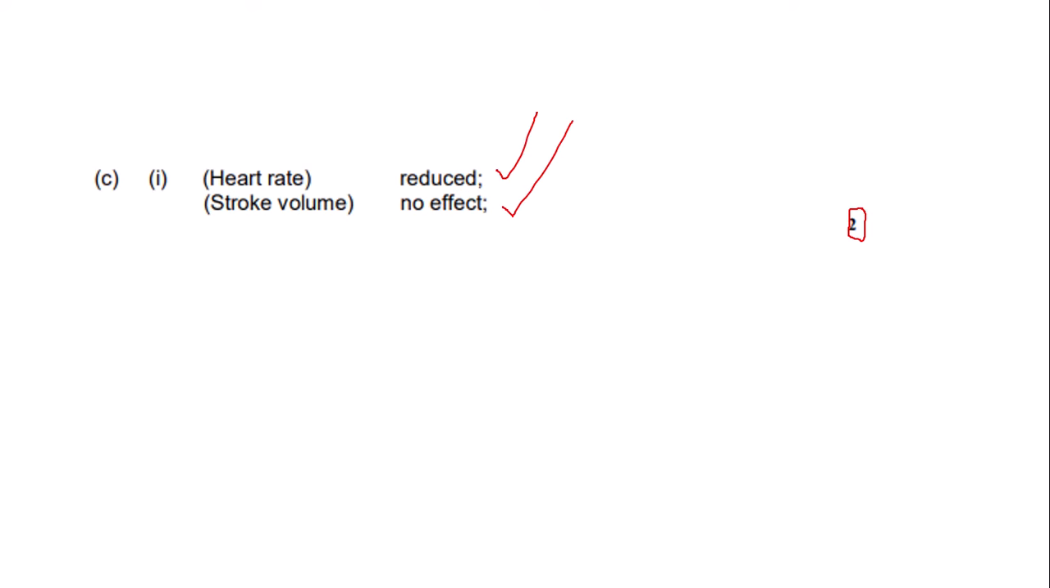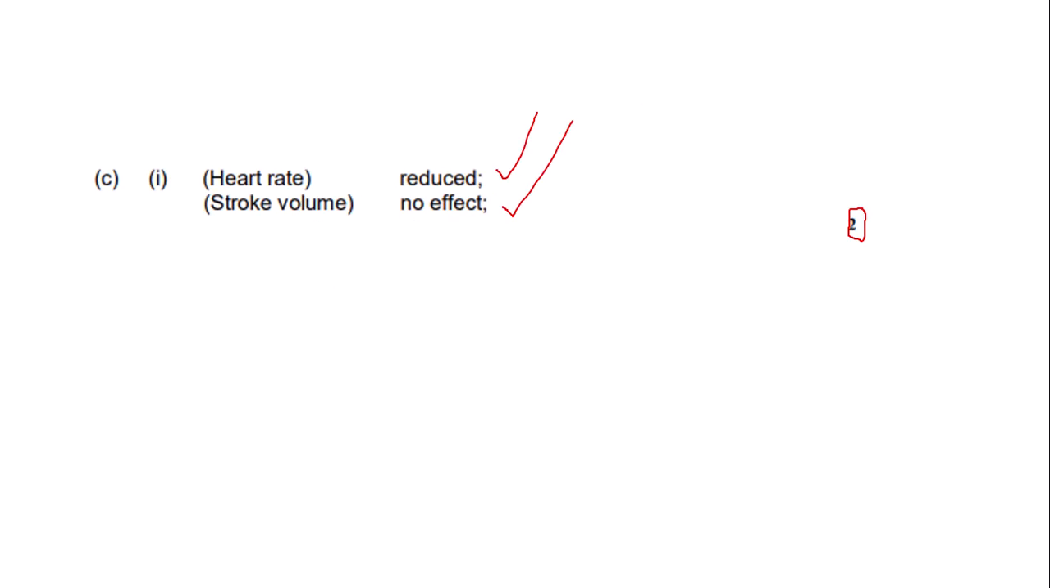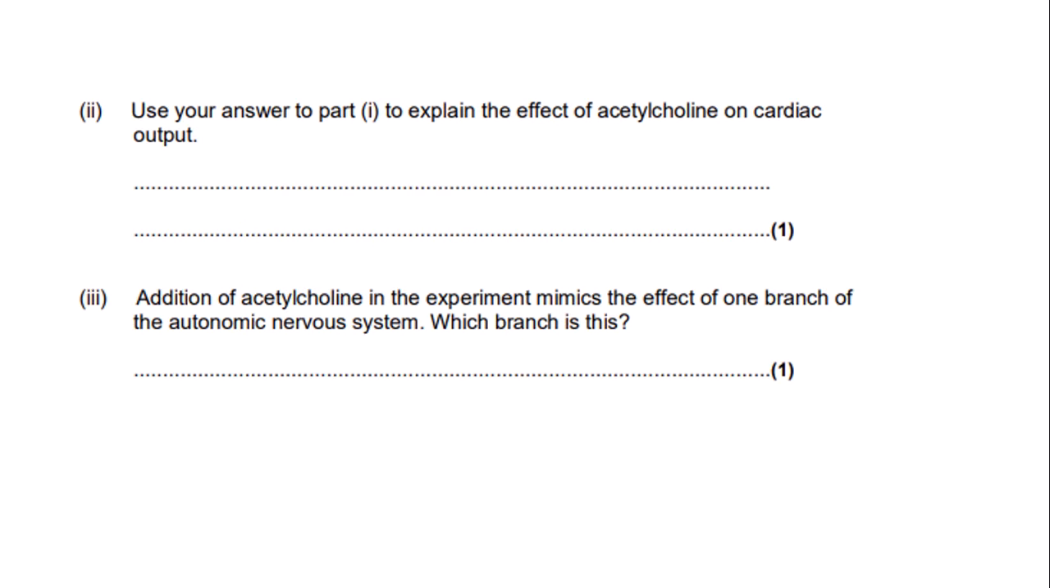Let's look at the next question. The next question says, use your answer to part I to explain the effect of acetylcholine on cardiac output. In part I, we said that heart rate was reduced, but stroke volume was not affected. Now recall that cardiac output means heart rate multiplied by stroke volume. So if you do the maths, if we have a decreased heart rate, the cardiac output is going to be reduced, no matter what the stroke volume is. So this is what I've written: decrease in the cardiac output because the heart rate has decreased.